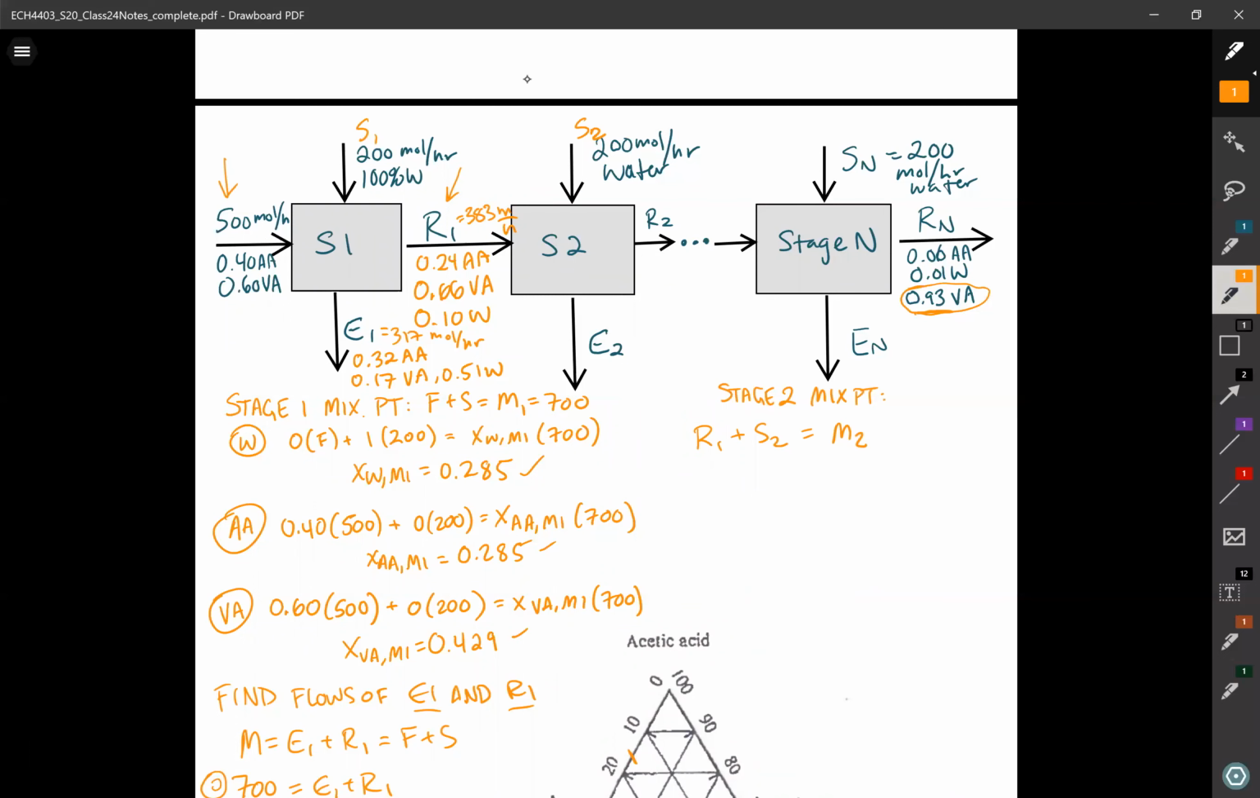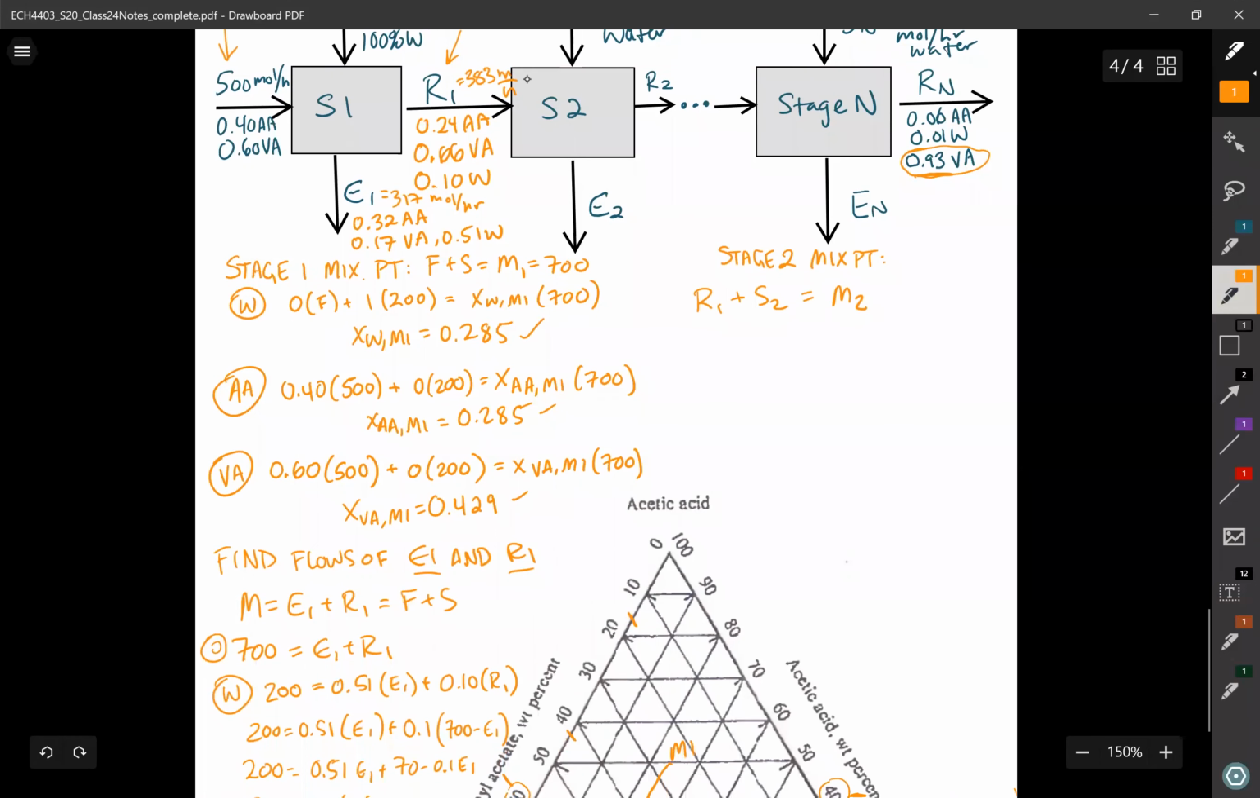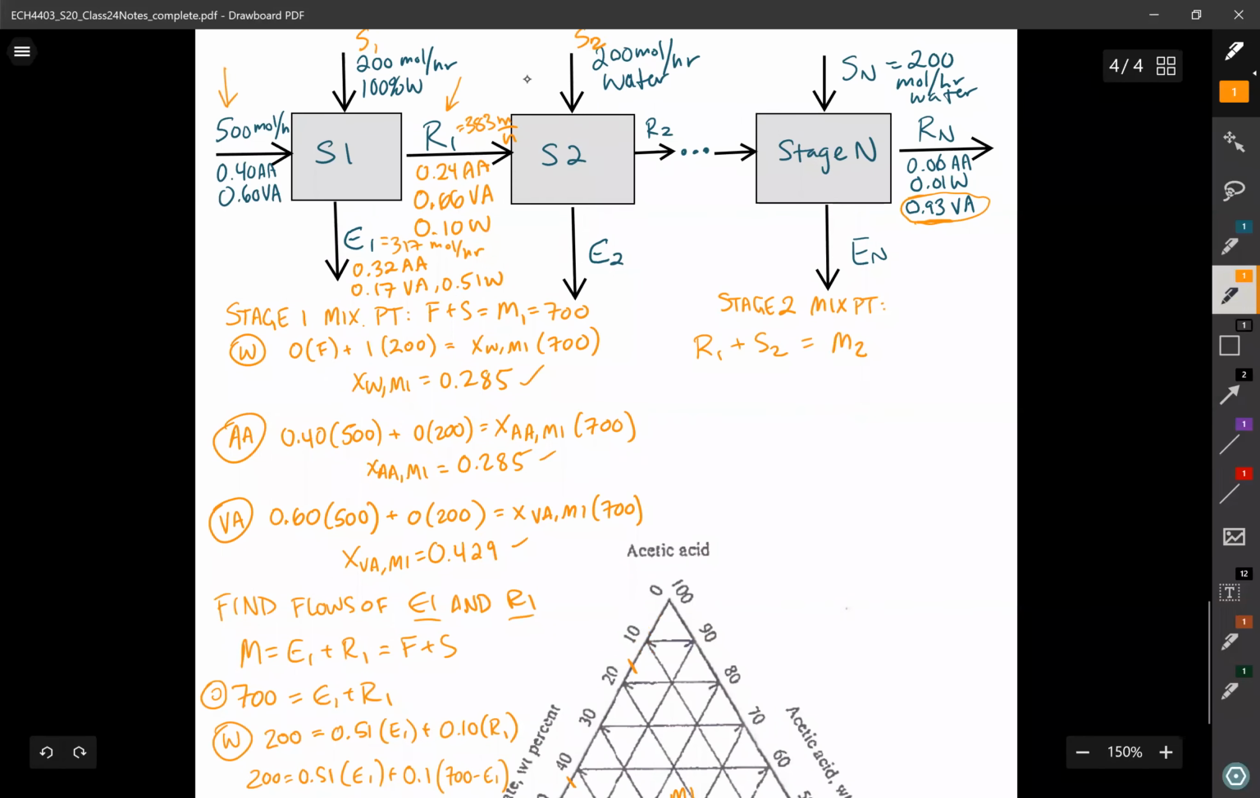When we have multiple stages, we want to be careful about naming variables appropriately. So R1 is 383, S2 is 200, therefore M2 is 583. And let's find one composition. Let's use acetic acid again. So let's say acetic acid is 24% acetic acid times 383. There is no acetic acid in the solvent water stream. That is equal to X acetic acid mixing point 2 times 583. Solve that one equation for one unknown. Find that composition of acetic acid at the mixing point 2 is 16%.